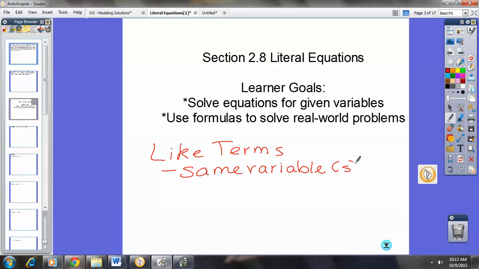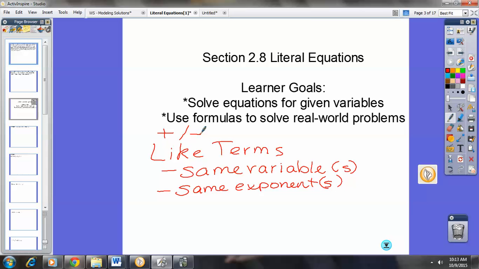I'm going to say variable, parentheses x. That means it could be one variable or more than one variable. Have the same variables and the same exponents. Again, it could be more than one exponent. They have to have the same variable and the same exponent. Otherwise, we can't add and subtract them.